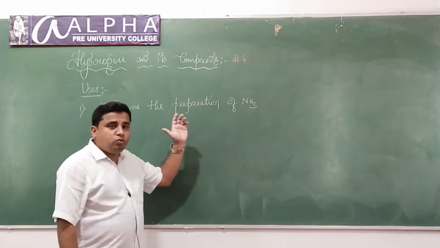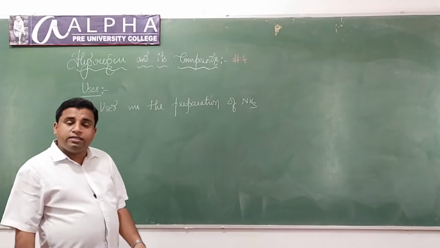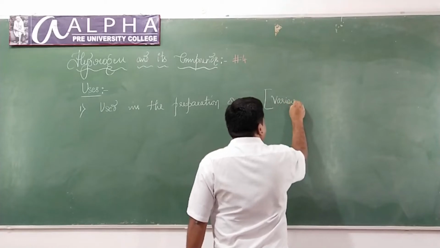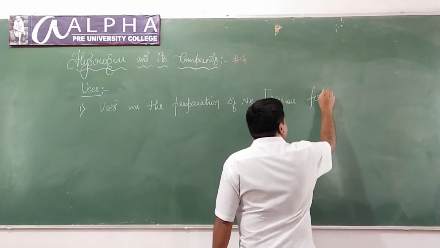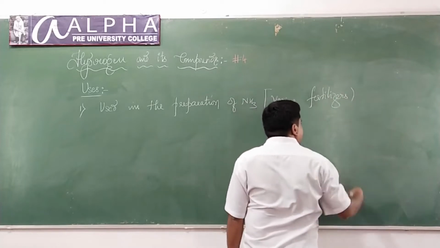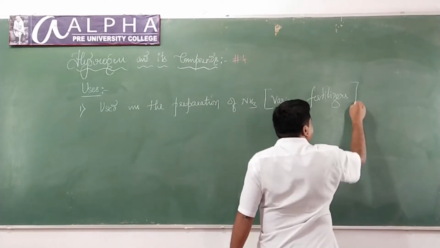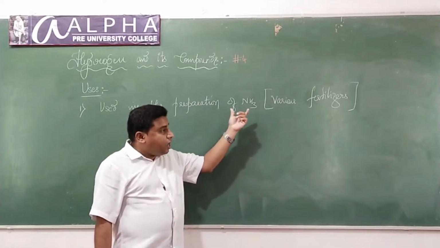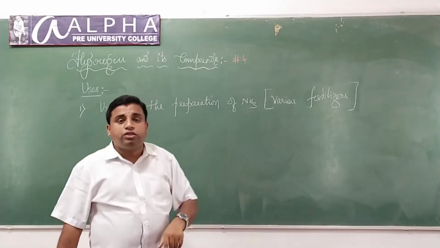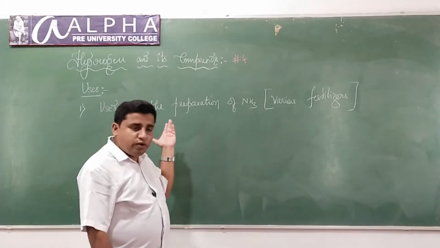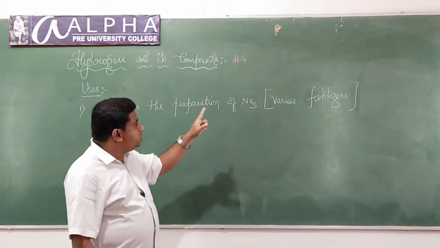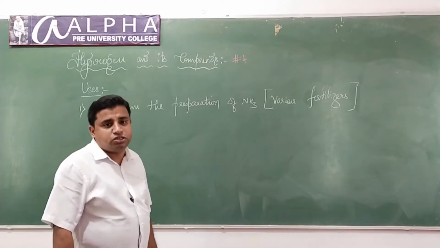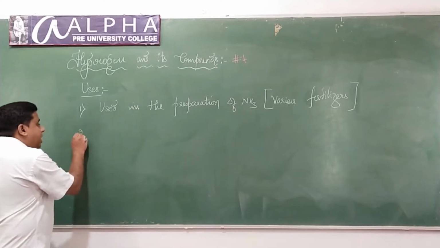And what is so big a deal with ammonia? We know ammonia is an excellent starting material for the preparation of various fertilizers. For example, potash, urea, DAP, etc. For those fertilizers, ammonia is the best starting material. And how did we get this ammonia? When nitrogen reacts with hydrogen. This is one of the very important uses of dihydrogen. It is used in the production of ammonia, and ammonia is an excellent starting material for the preparation of various fertilizers.